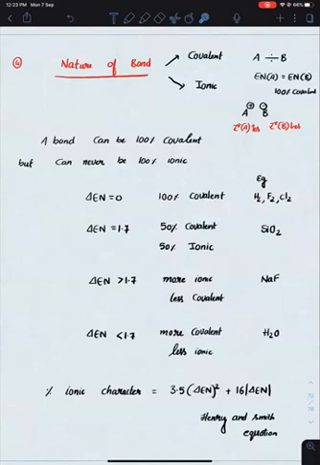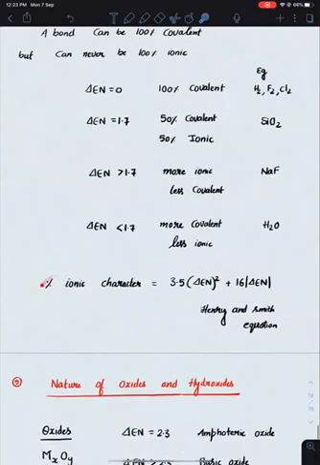If the electronegativity difference is more and more, the ionic character will be more and the covalent character will be less. If the electronegativity difference is less, then the covalent character will be more and the ionic character will be less. If the electronegativity difference is exactly 1.7, it is 50% covalent and 50% ionic. You can calculate the percentage ionic character in a given covalent molecule using this particular formula. You can remember this formula, but it is not so important. No need to worry. Even if you don't remember it, it is fine.